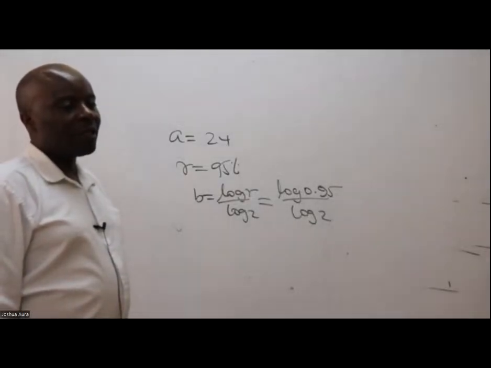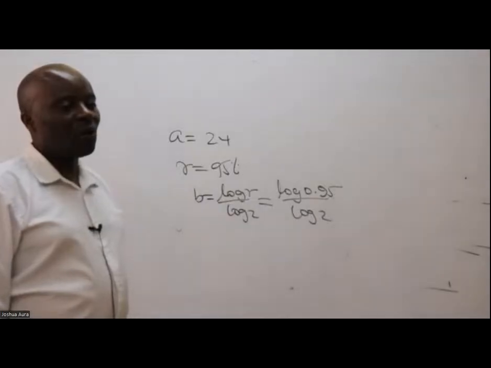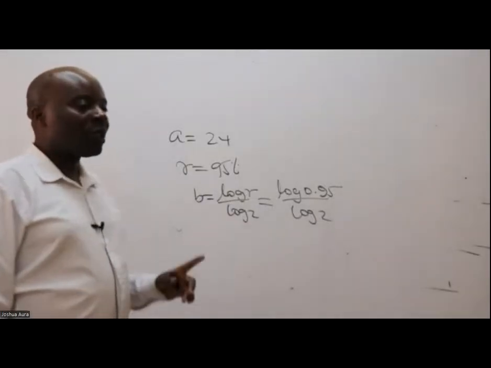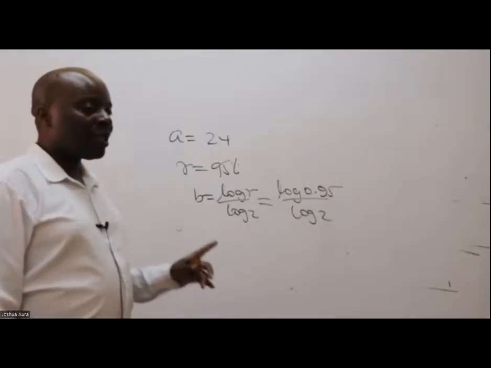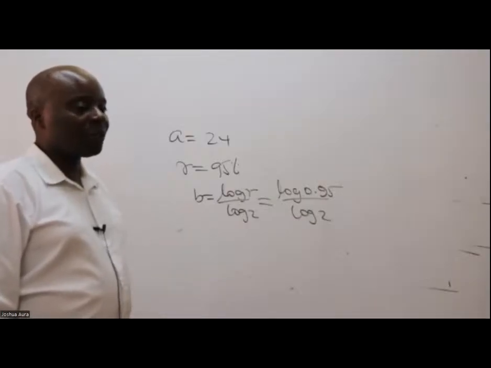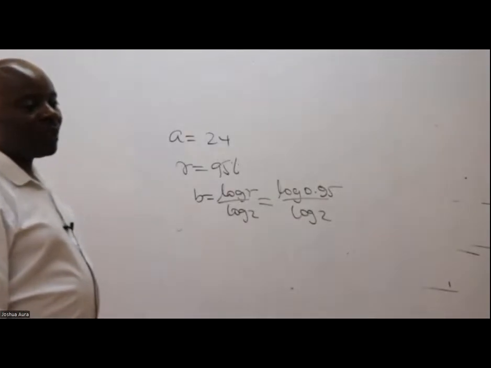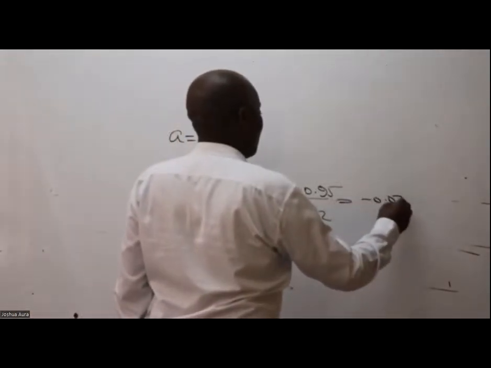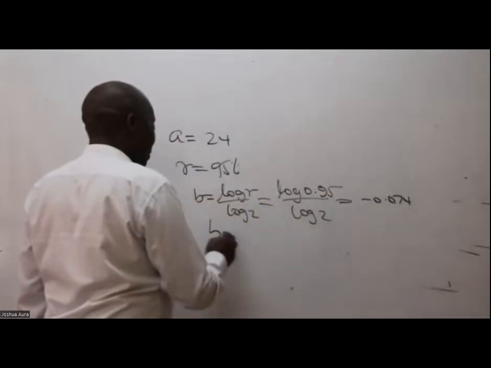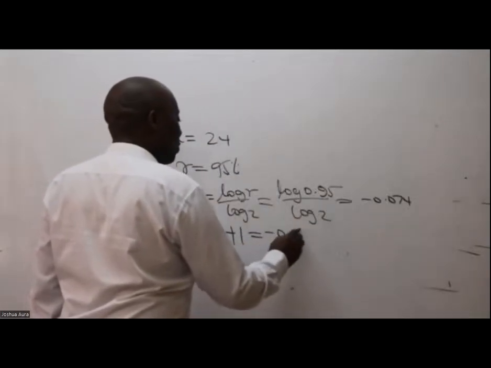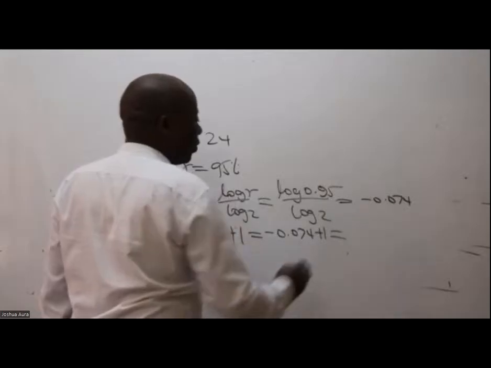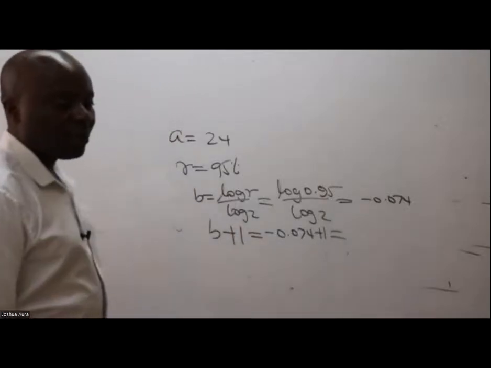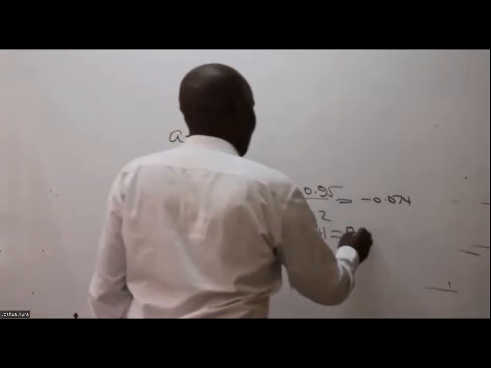I'm so sure you have these figures now. You may not have gotten 100%, but right now where we have reached, you should be able to get most of the marks. Yes, minus 0.074. So then come and give us B plus 1. This will be minus 0.074 plus 1, which gave you 0.926. Thank you very much.